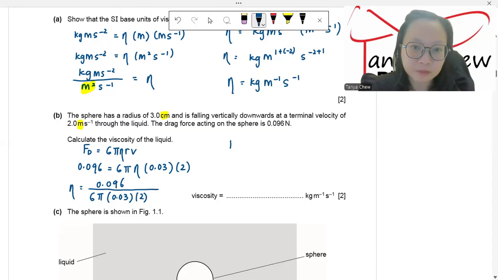Work it out. You should get 0.085 kilogram per meter per second. So 0.085 is the answer.